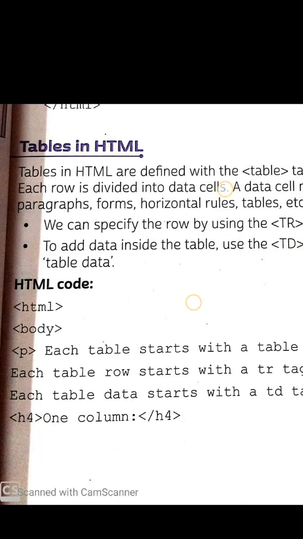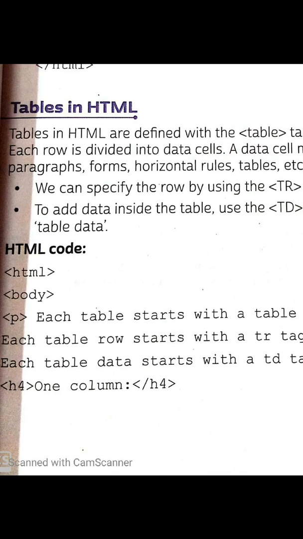That means if you want to insert a table, you have to start with what? Table tag. And if you want to write any content inside the cell, for that you require which tag? Data, that is the TD tag. Inside that cell it can contain text, image, list, paragraph, forms, etc. So we can specify the row by using the TR tag.